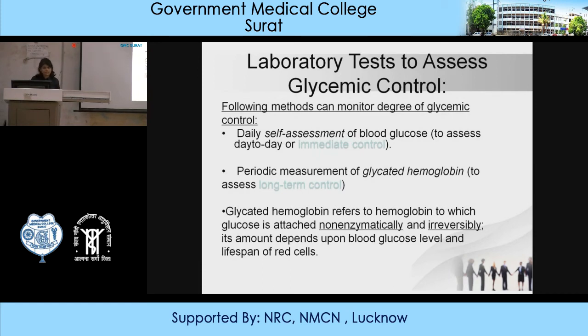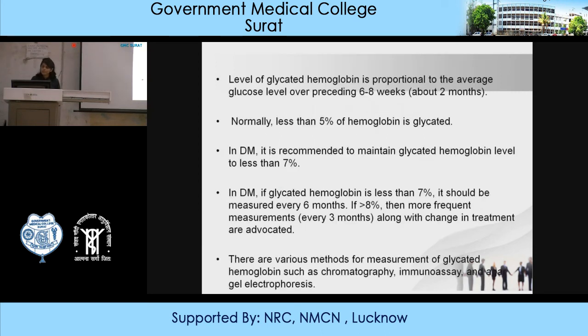There is no chance that the hemoglobin and the glucose might have detached in between and the values are not trustworthy, right? Okay, so the level of glycated hemoglobin is proportional to the average glucose level over the preceding 6 to 8 weeks, in proportion with the lifespan of RBC, that is 120 days, right? Normally less than 5% of Hb is glycated. In diabetes mellitus, it is recommended to maintain glycated Hb level to less than 7%.